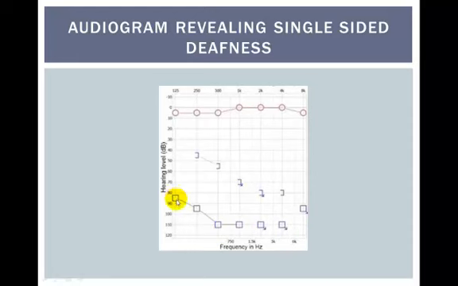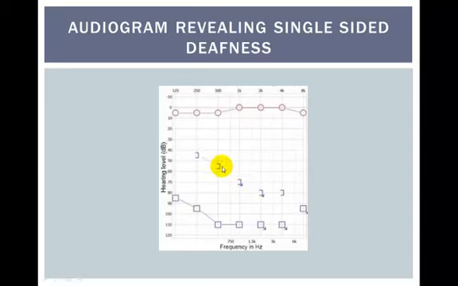Okay, now bear with me. They're squares instead of X's because they're masked scores. Now, remember this from basic and advanced audiology: when we're testing with headphones, once we get more than a 40 dB difference.